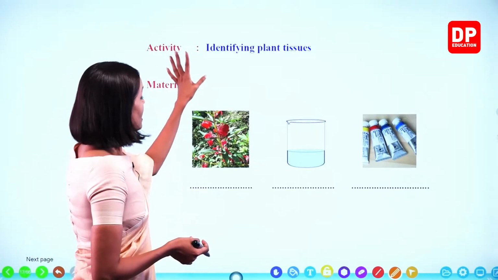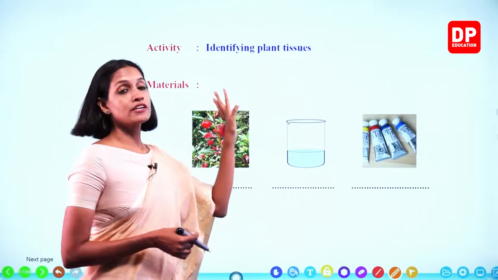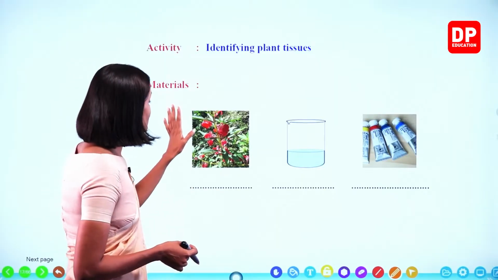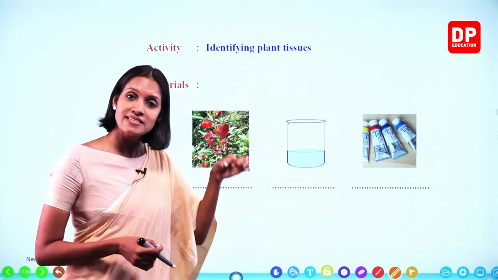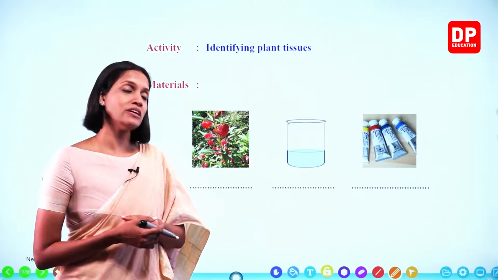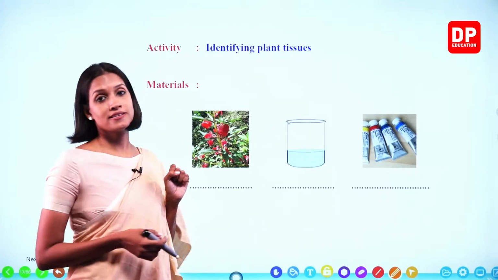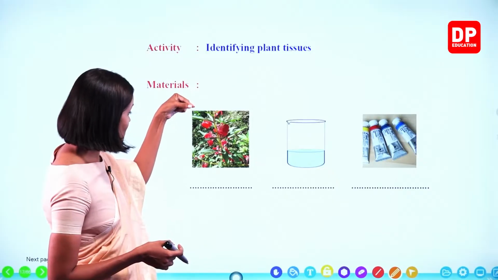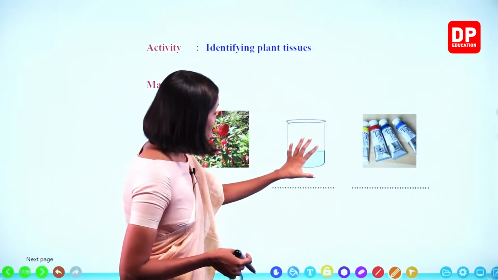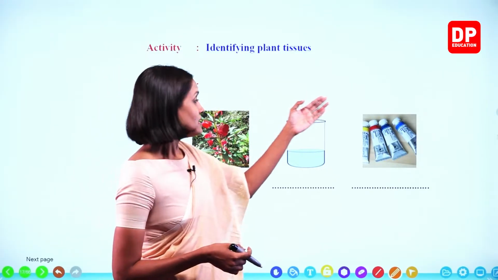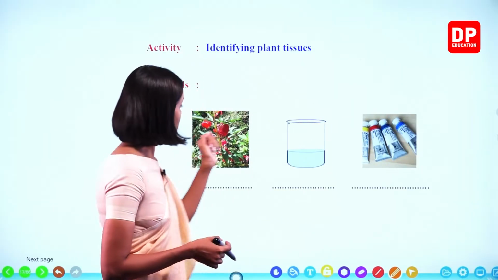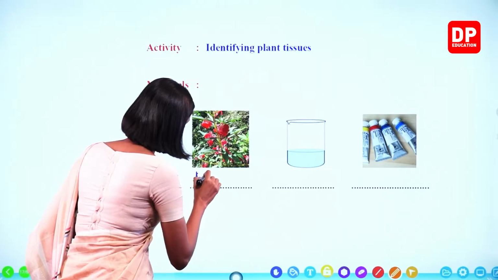Here we have an activity to do: identify plant tissues, the main types of tissues present in plants. We need a balsam plant. A balsam plant has a transparent stem, or we can use any other plant with a transparent stem. Here we are going to use a balsam plant. We have to uproot it, so along with the roots we need the plant. Then we need a beaker of water, and then a dye. We are going to use a red color dye, a dye that dissolves in water. Let's write: a balsam plant.